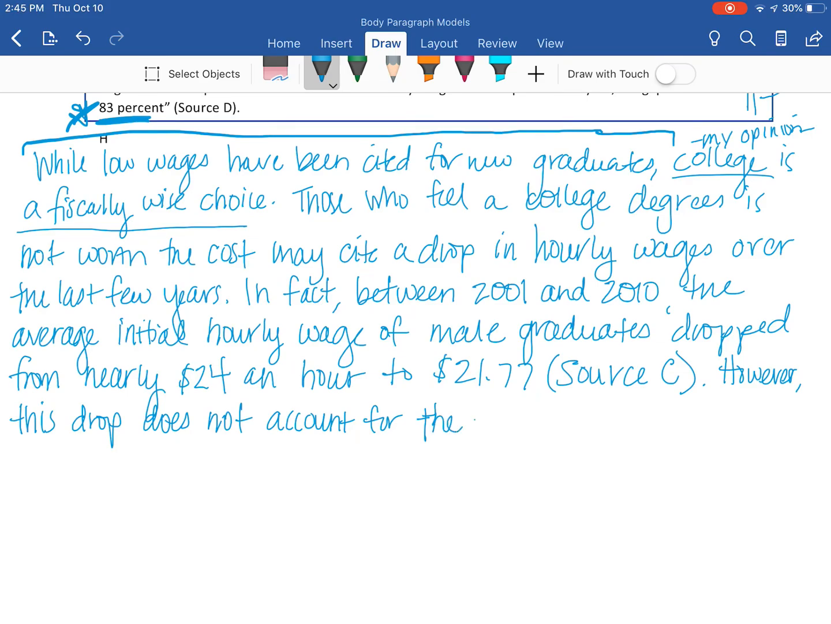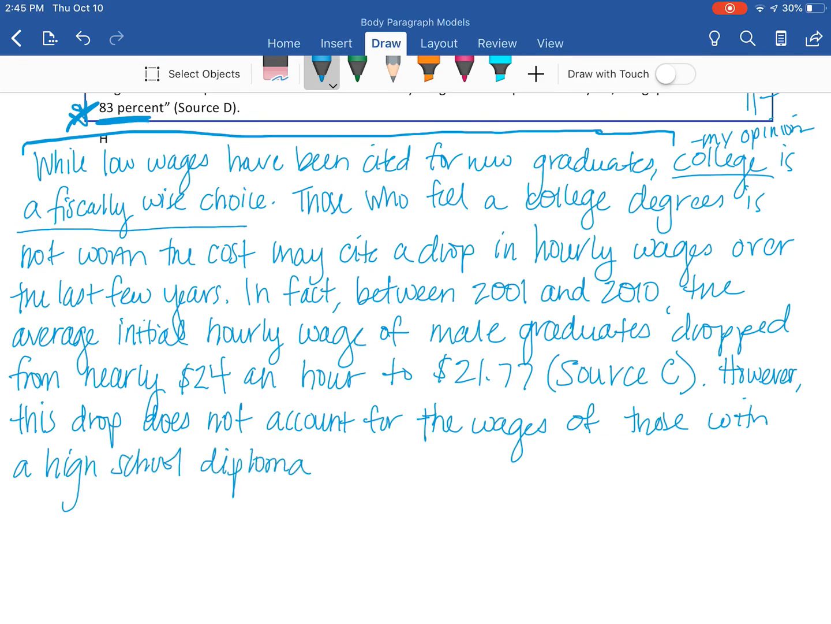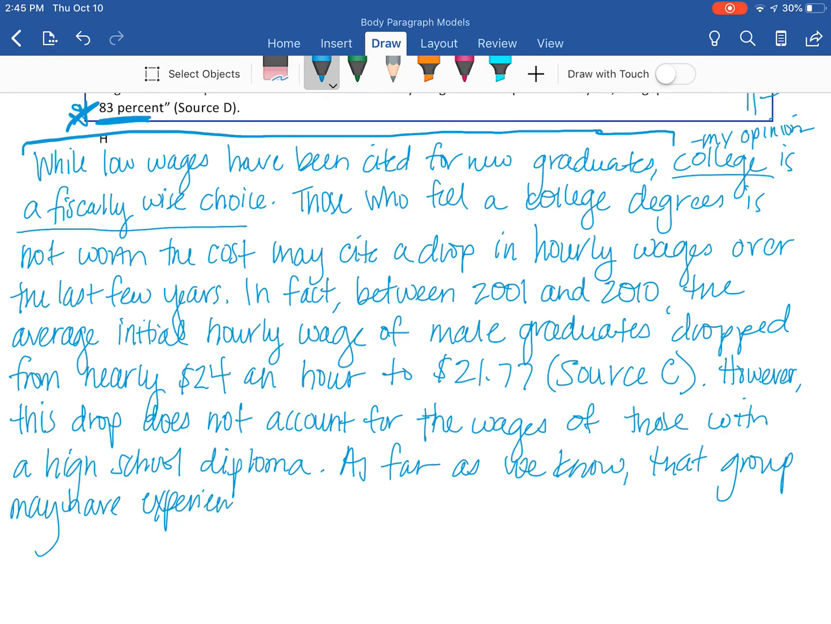For the wages of those with a high school diploma. As far as we know, that group may have experienced a similar, if not more significant, drop in hourly wages.